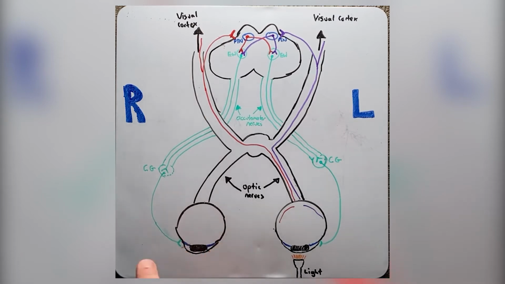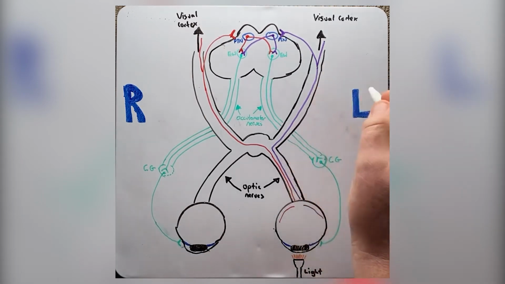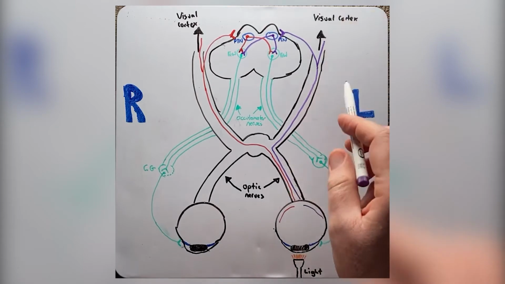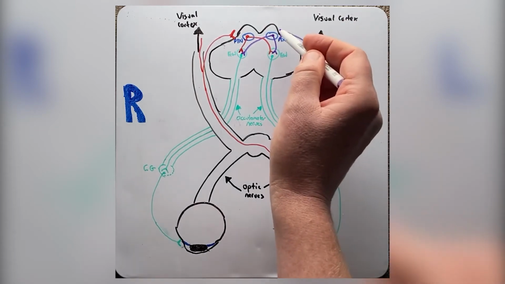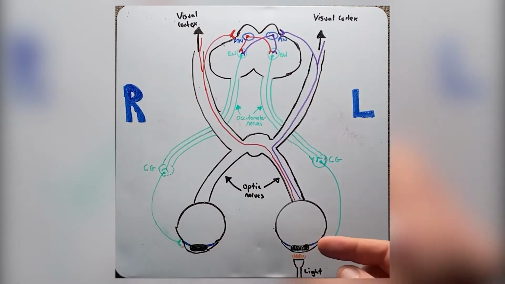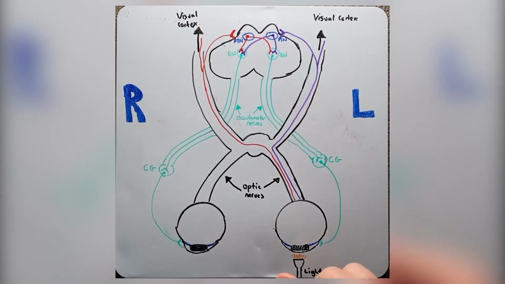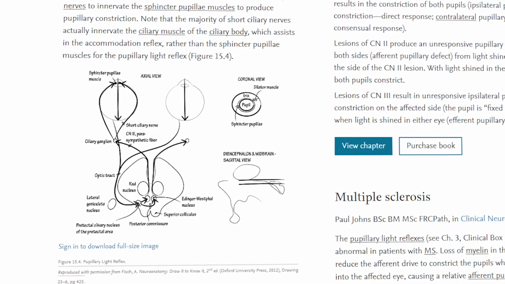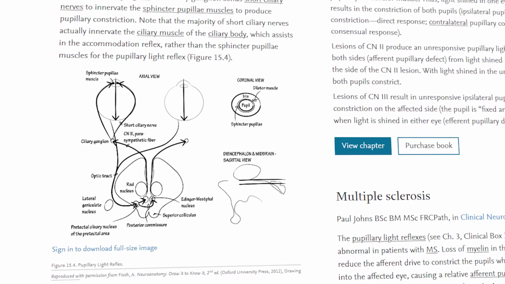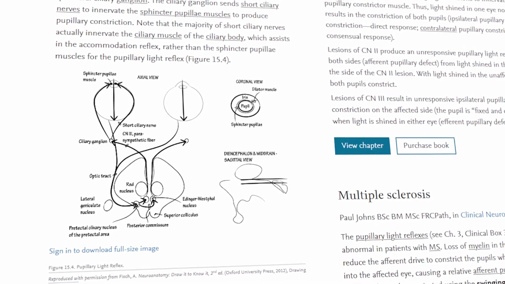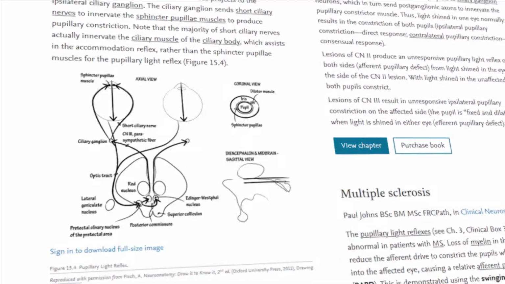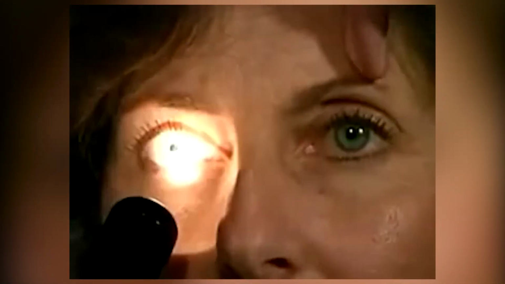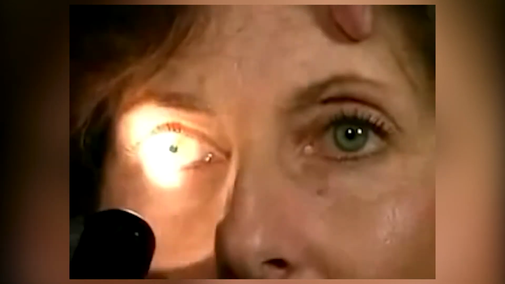The pretectal olivary nucleus projects directly to the ipsilateral Edinger-Westphal nucleus and to the contralateral Edinger-Westphal nucleus via the posterior commissure. Each Edinger-Westphal nucleus projects to the ipsilateral ciliary ganglion. The ciliary ganglion sends short ciliary nerves to innervate the sphincter pupillae muscles to produce pupillary constriction. Most of the short ciliary nerves innervate the ciliary muscle of the ciliary body, which assists in the accommodation reflex, rather than the sphincter pupillae muscles for the pupillary light reflex.